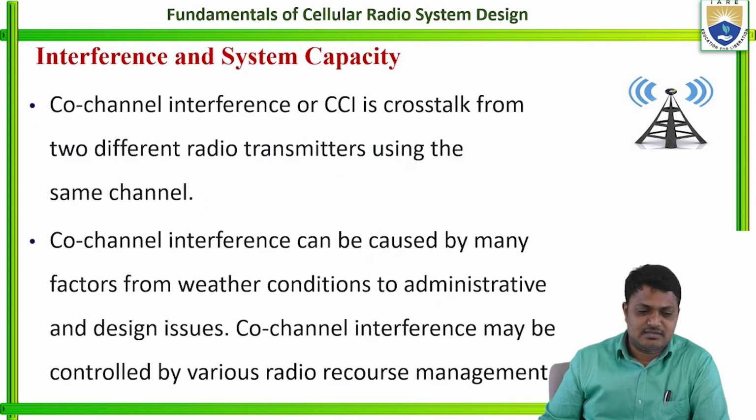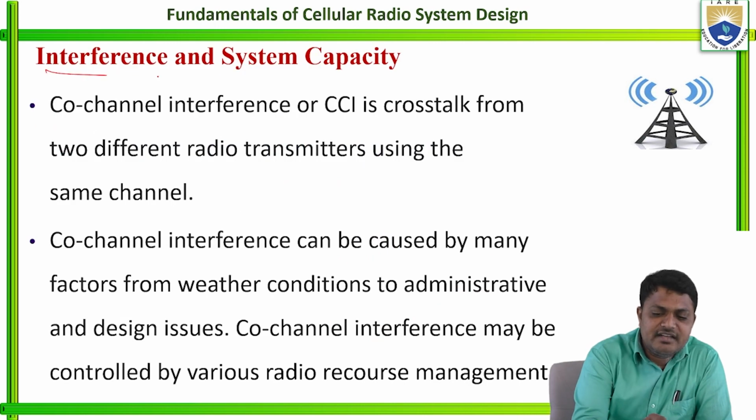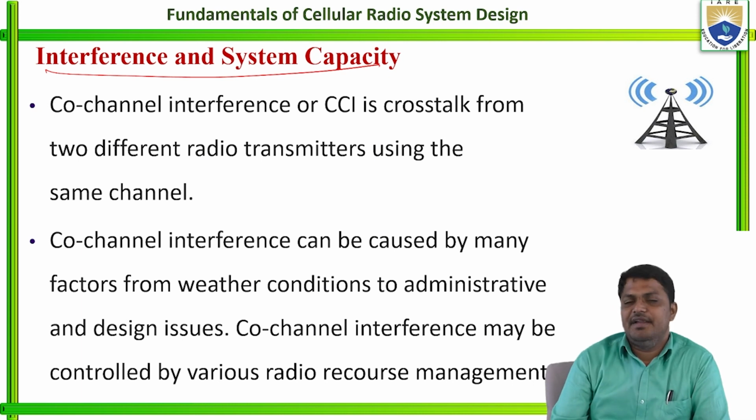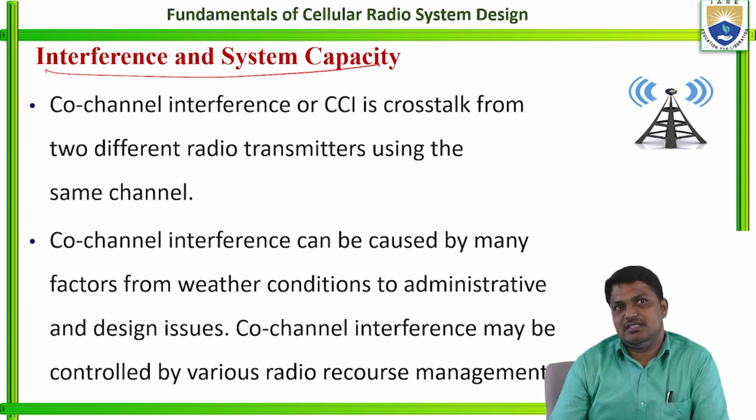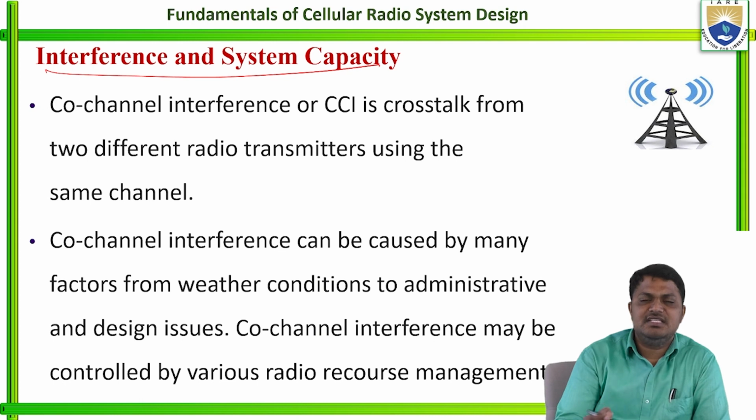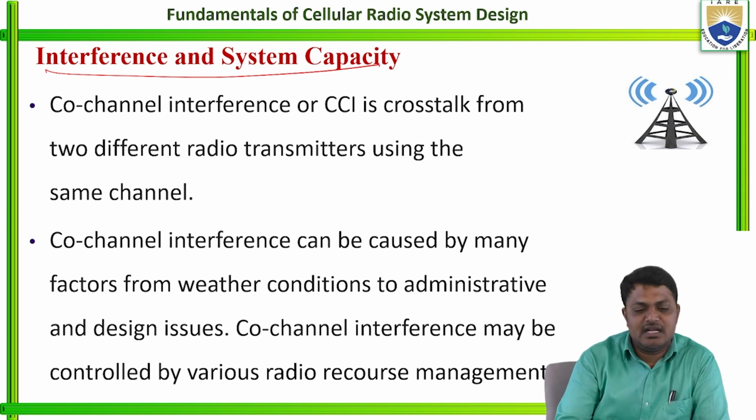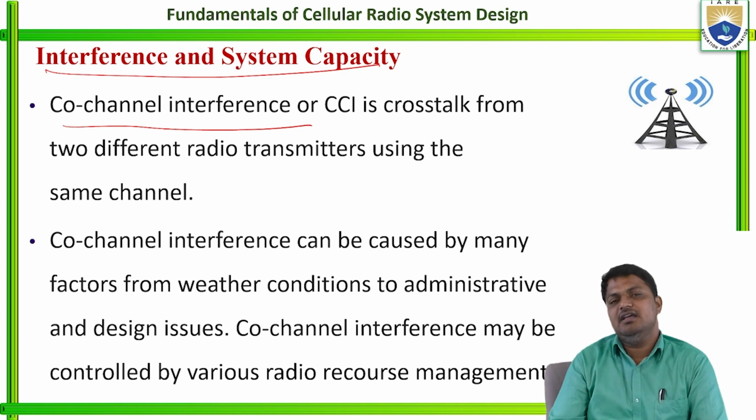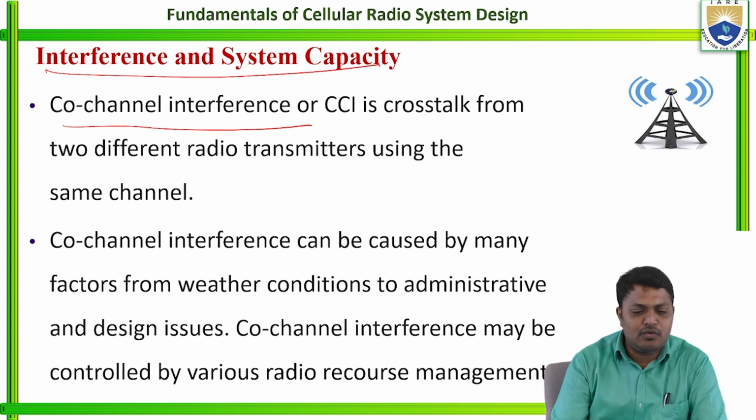Clear? Next, interference and system capacity. We already discussed what interference is and how to measure system capacity. Now we discuss co-channel interference, which is a form of crosstalk. Co-channel interference is the crosstalk, also called the interference.